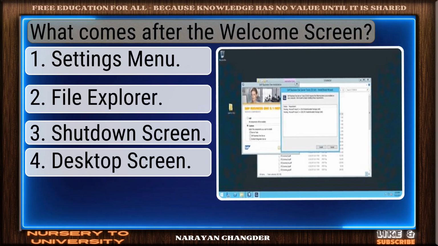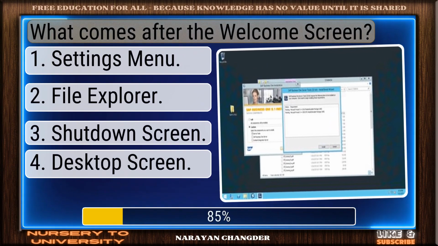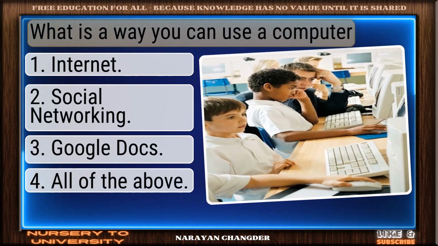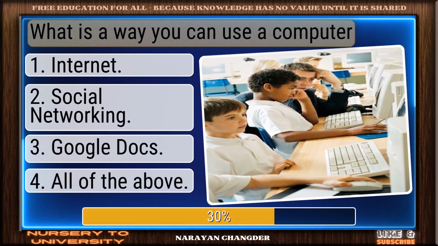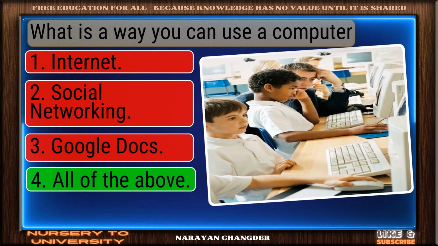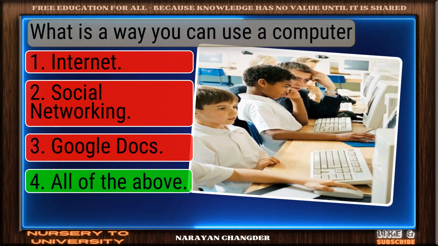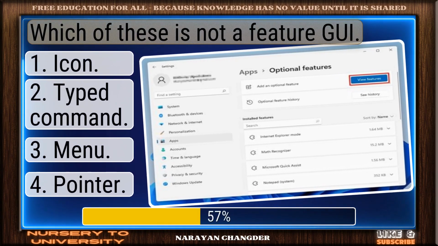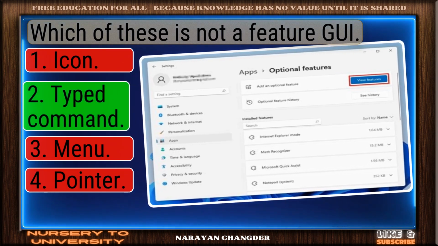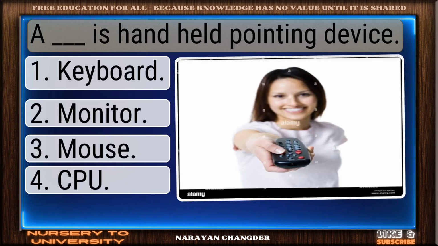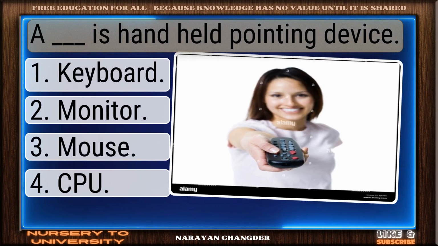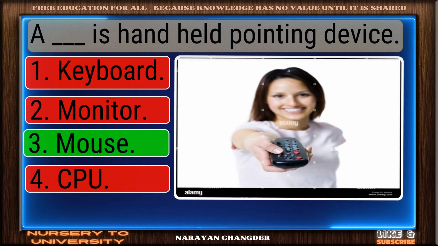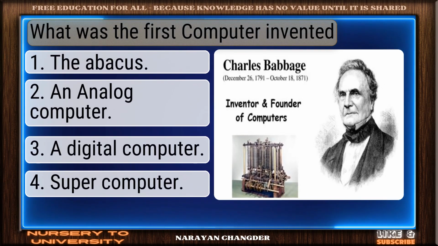What comes after the welcome screen? Bravo. Desktop screen is the answer. What is a way you can use a computer? Sharp thinking. All of the above is right. Which of these is not a feature of GUI? Well done. Typed command is right. A dash is a hand-held pointing device. Exactly. Mouse makes sense.